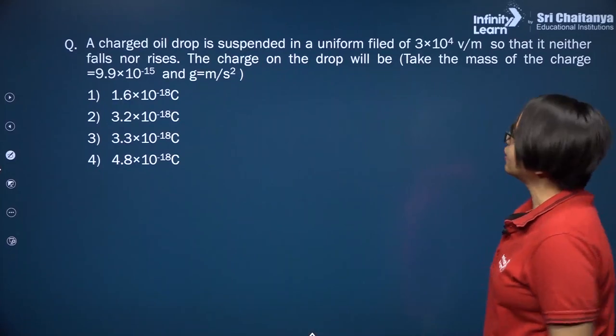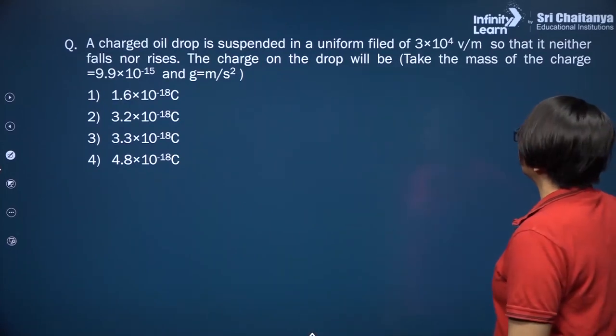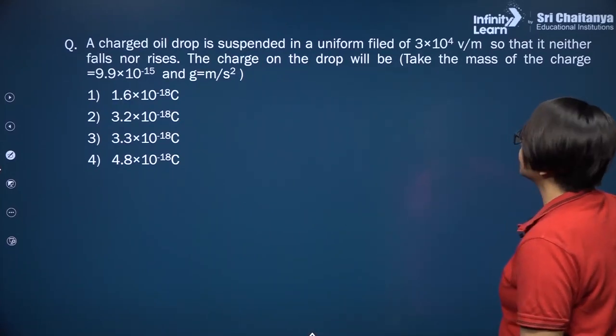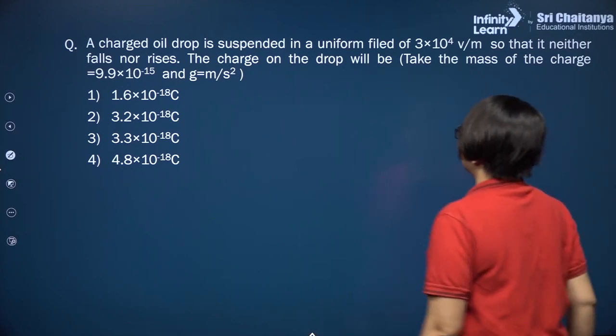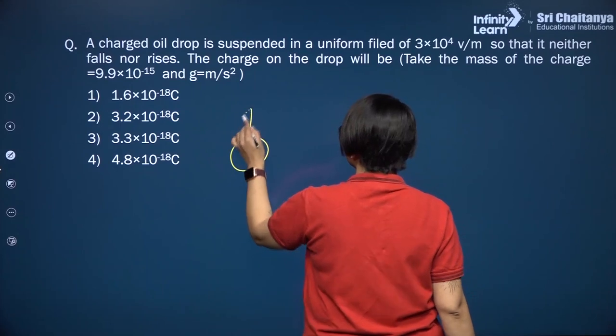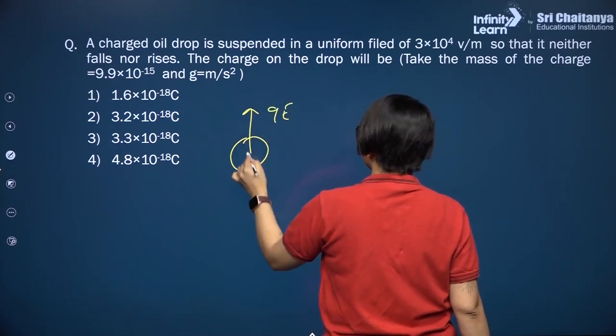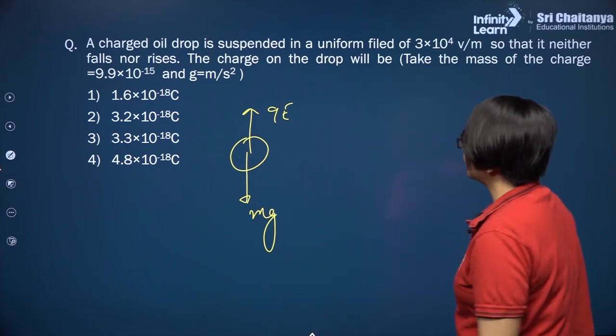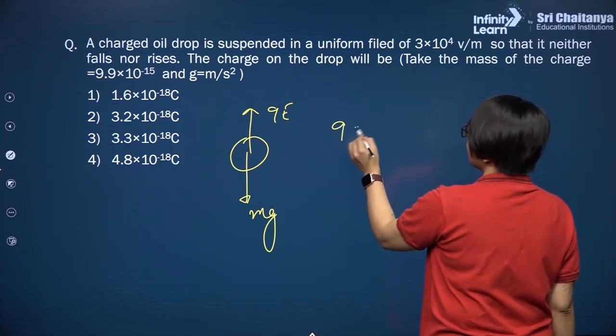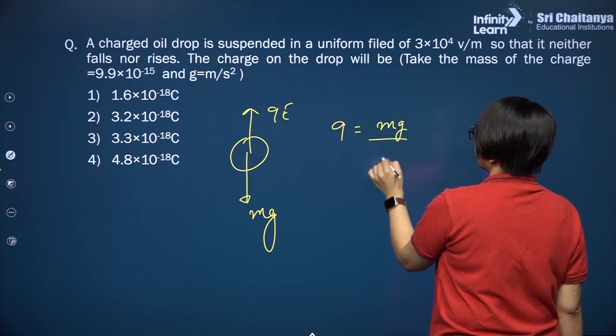Next is this one. A charged oil drop is suspended in a uniform field of this much so that it neither falls nor rises. The charge on the drop will be? So basically if the charge on the drop is Q, the force QE will be in upward direction, the force mg will be in downward direction, and QE is balanced by mg, so Q will be mg upon E, right?